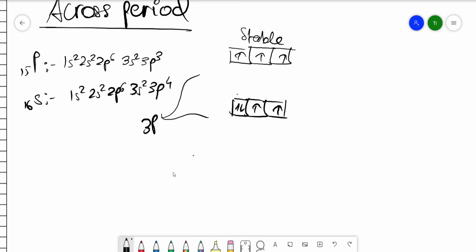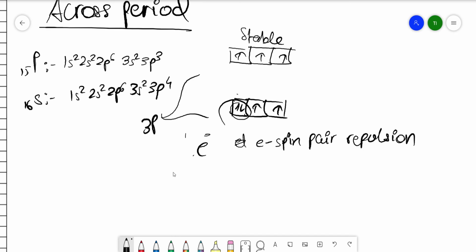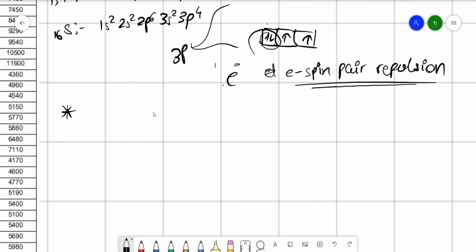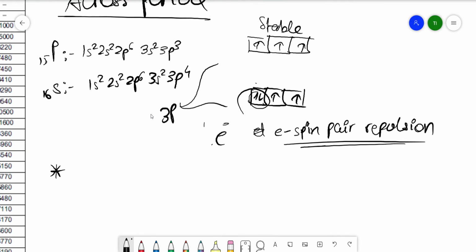And this one, because it has a pair of electrons in one of the orbitals, these two electrons, because they're negatively charged, experience something called electron spin pair repulsion. And this repulsion decreases the amount of energy required to remove that first electron from an atom of sulfur. So when you're asked as to why this trend exists, it'll be something like this. This is how you have to comment.